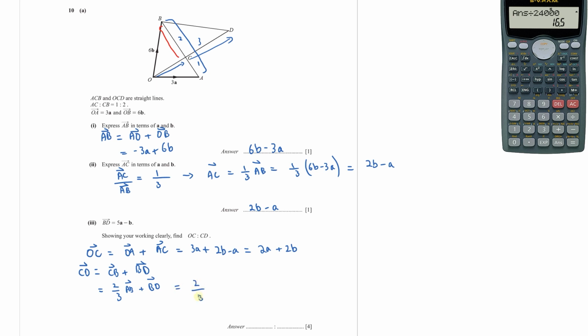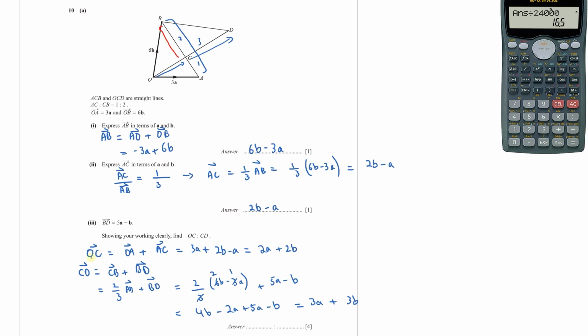So let's substitute the values. 2 by 3 AB is what? 2 by 3 of (6B minus 3A) plus BD, which is 5A minus B. If I open this bracket, I can cancel the 3. 3 times 2 is 6 and 3 times 1 is 3. So 2 times 2 is 4B minus 2A, plus 5A minus B. And then 5A minus 2A is 3A, and 4B minus B is 3B.